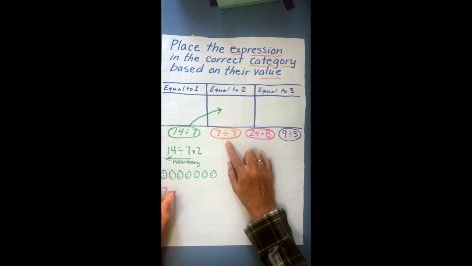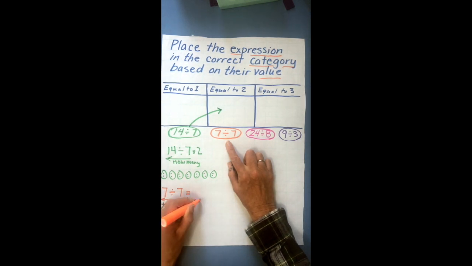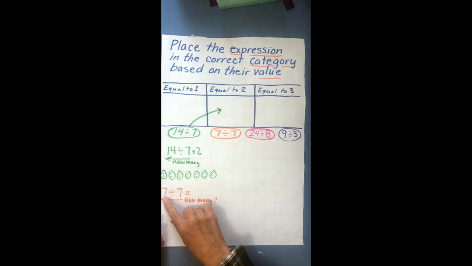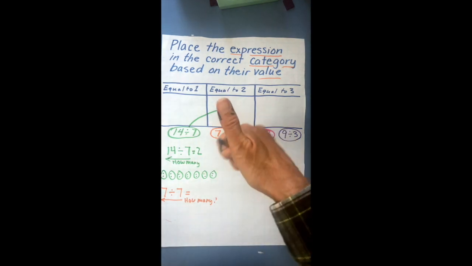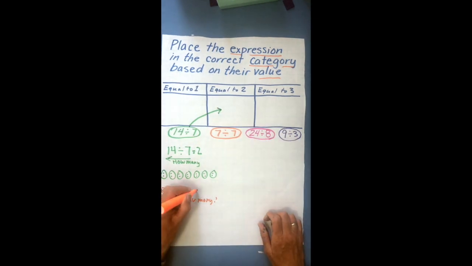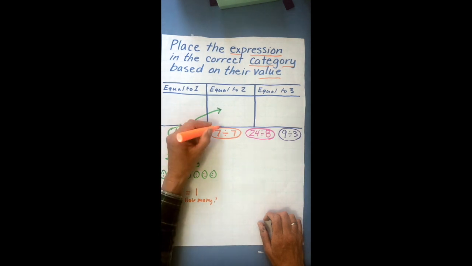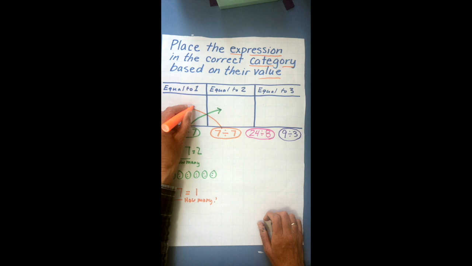7 divided by 7 equals. Now, remember, we're going backwards and we're asking how many. So how many 7s are in 7? We use our skip counting song, 7s. 7, oh, I got only 1. So that's equal to 1. So I know this orange one goes into the equal to 1 category.